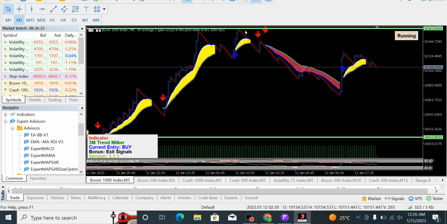So what should you look out for whenever you are trading? The first thing you should look out for is your trend. Make sure your trend is suitable for the exact assets you want to trade, okay. So this is it right here.